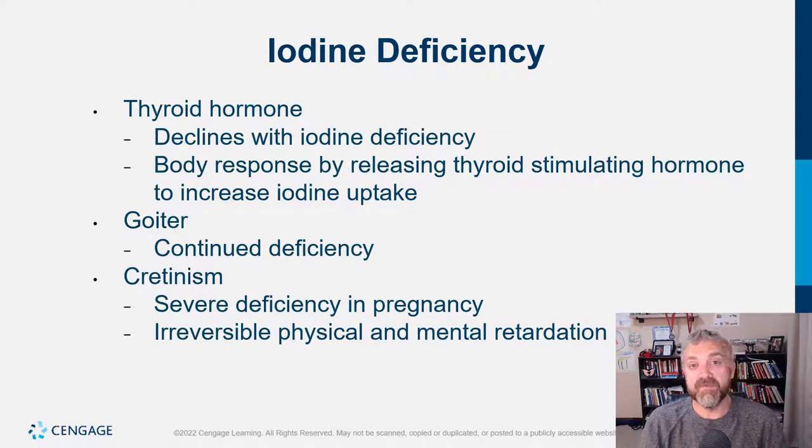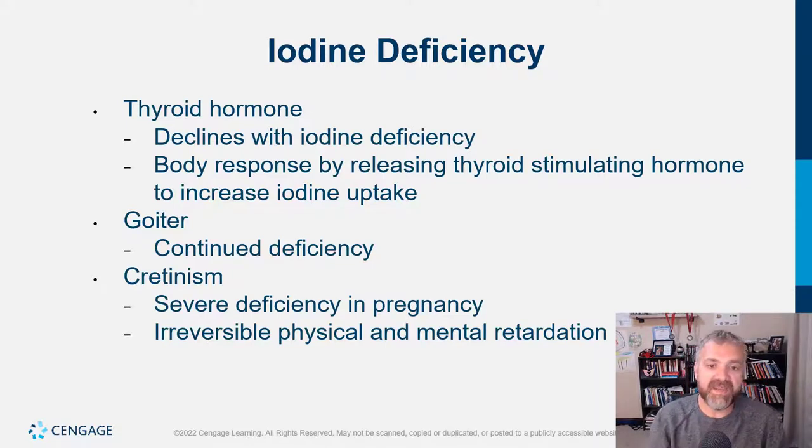A goiter: if you have a continued deficiency, it can lead to a goiter. That's a swelling of the thyroid gland. Basically, your thyroid gland will upregulate and it'll be inflamed, but also it'll be growing. It's trying as hard as it can to make thyroid hormone. It just doesn't have the building blocks to do so. So, cretinism.